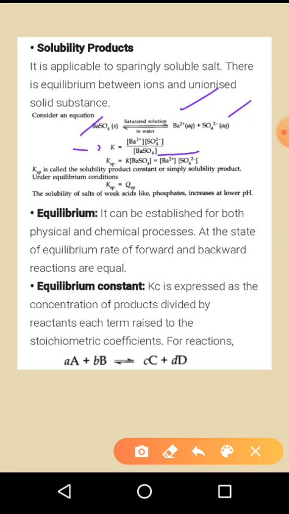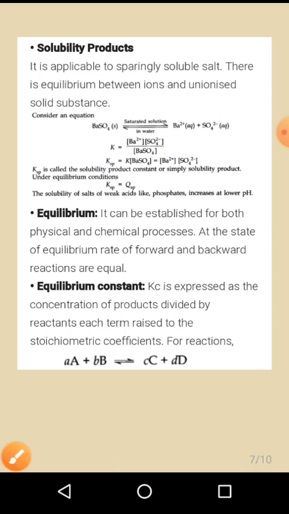So here KSP, the solubility product, is equals to, cross multiply these two, K into concentration of BaSO4 is equals to concentration of Ba2 plus into concentration of SO4 2 minus. KSP is called the solubility product constant or simply solubility product. Under equilibrium, KSP is equals to QSP. The solubility of salts of weak acids like phosphates increases at lower pH.